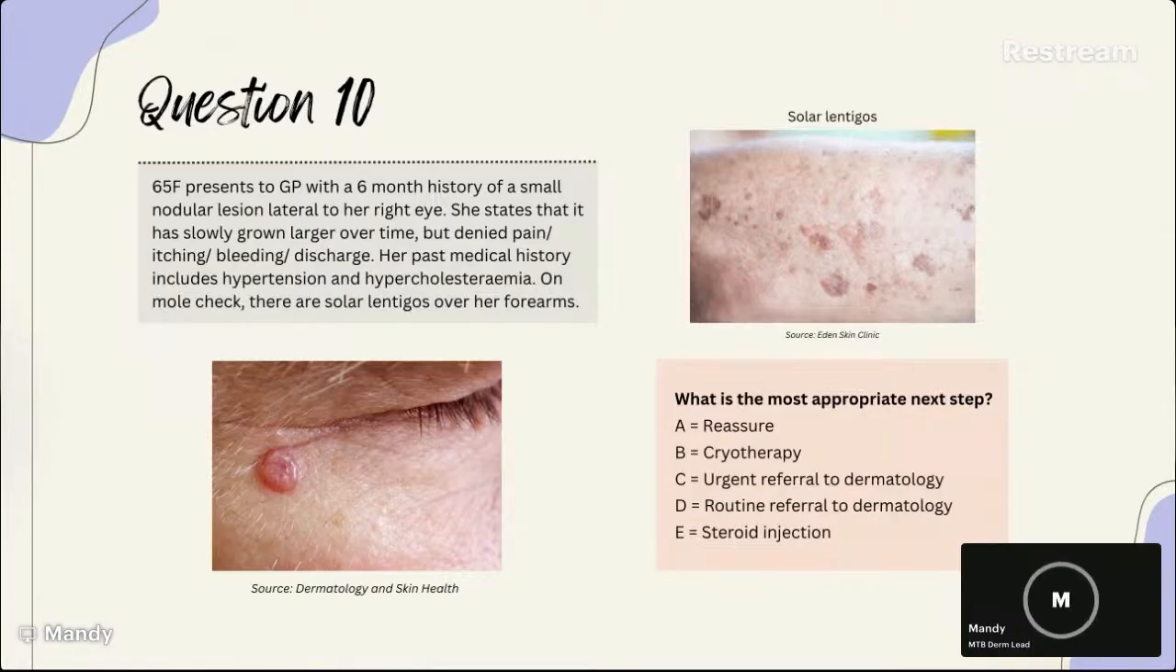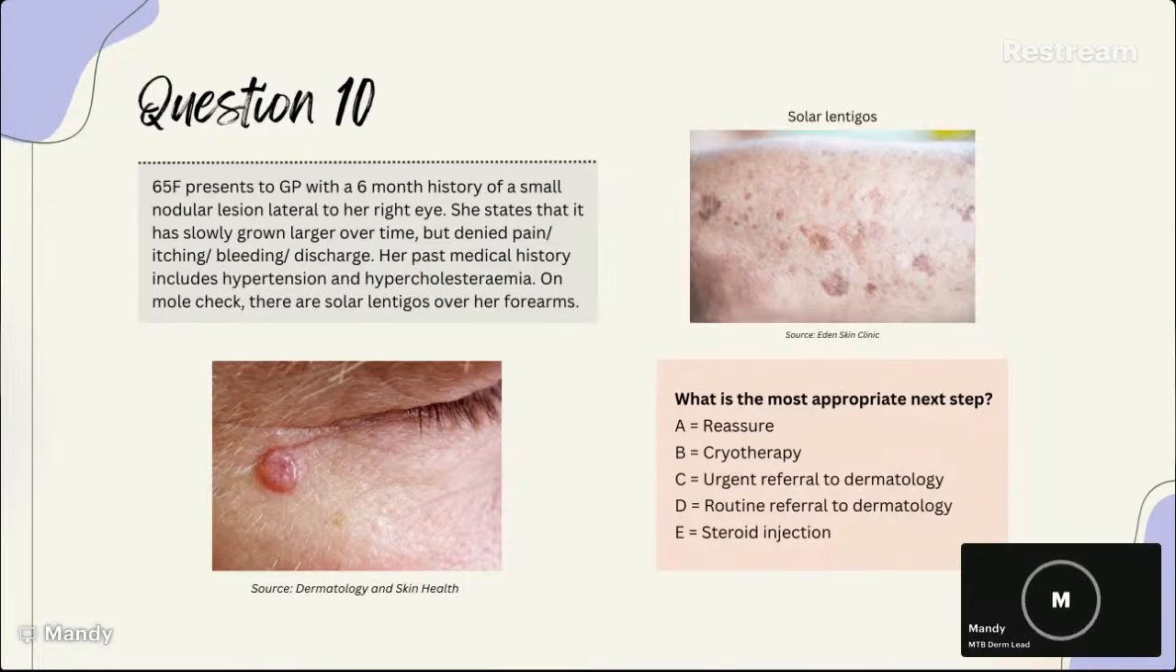Right, we'll move on to the next question. This is question 10. There's a 65-year-old lady who has come to the GP with a 6-month history of a small nodular lesion that's lateral to her right eye. She states that it's been slowly growing larger over time, but doesn't have any pain or itching, any bleeding or discharge. Her past medical history includes hypertension and hypercholesterolemia, and on the mole check you can see that there are solar lentigos over her forearms. What is the most appropriate next step?